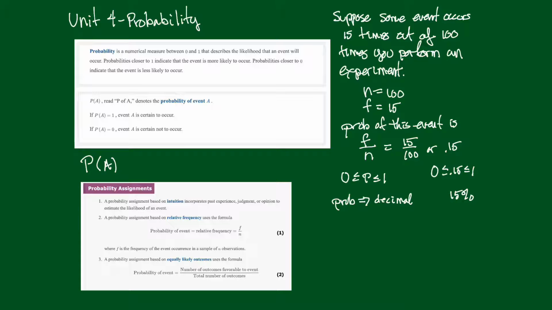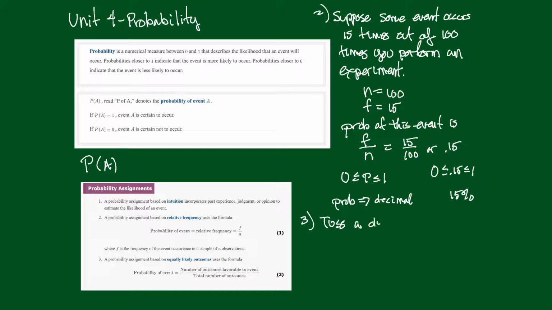And now another way, this is number 3 down here, probability assignment based on equally likely outcomes. All right, so if you have some kind of an event where every outcome is equally likely, then the probability is going to be the total number of outcomes favorable divided by the total number of outcomes. Let's do an example. Let's label this one up here number 2 so we don't get confused, and this will be number 3. All right, what if you did this? Just a real simple one.